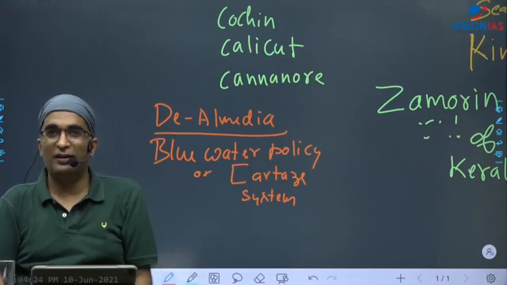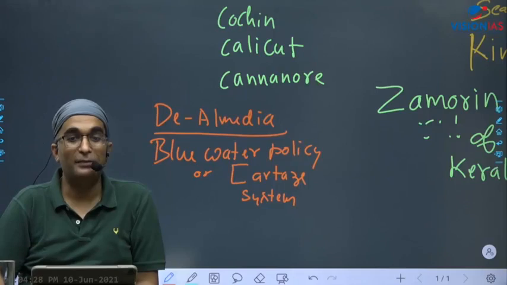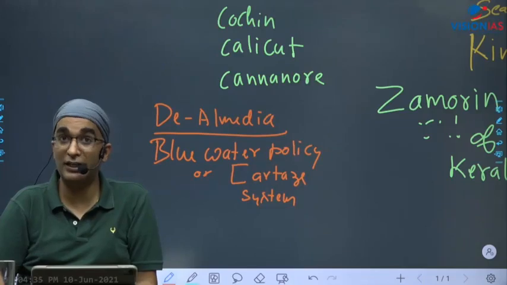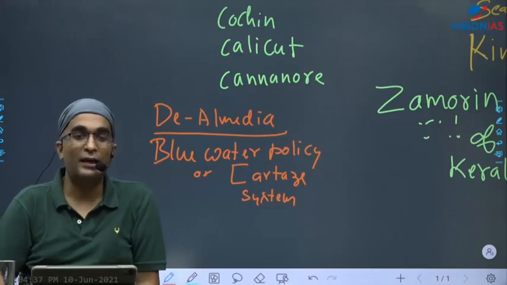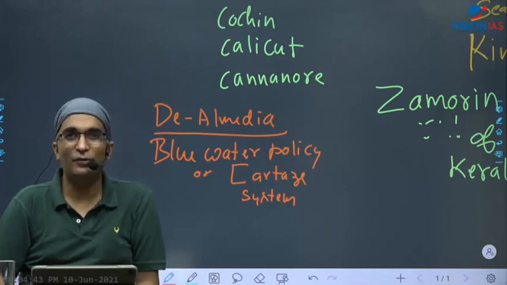So now, since I mentioned to you that Albuquerque was the next one, from 1509 to 1515, and he is considered the real founder of Portuguese power in the East. Albuquerque was the one who conquered Goa in 1510. So 1510, Goa, is an interesting place.